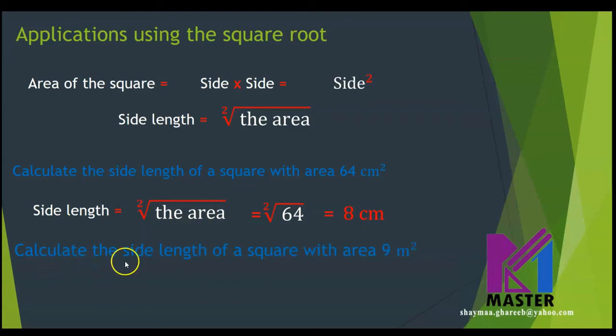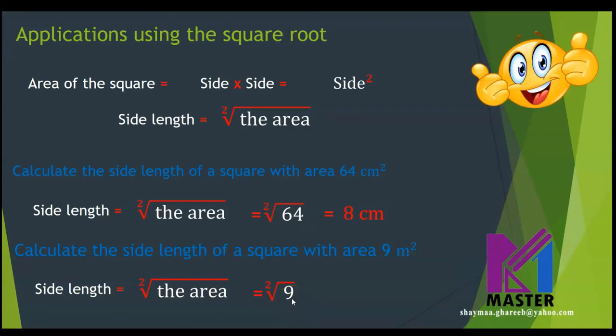One more question. Calculate the side length of a square with area 9 meters squared. So the area here is 9 meters squared, and number 9 is a square number. So the side length, we said it will be the square root of the area, which is the square root of 9. What is the square root of 9? Number 9 is the square number of number? Yes, 3. So the answer will be, yes, 3 meters.